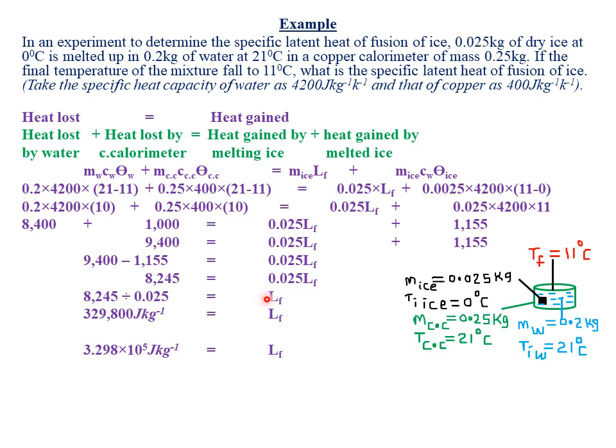So if I make LF the subject of the formula, I'll divide both sides by 0.025. So LF will be equal to 8245 divided by 0.025, which will give me 329,800 joules per kilogram per Kelvin. Therefore, the specific latent heat of fusion of ice, in standard form, will be 3.298 multiplied by 10 power 5 joules per kilogram per Kelvin.